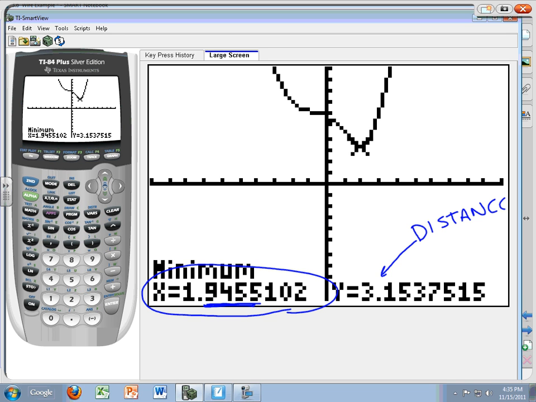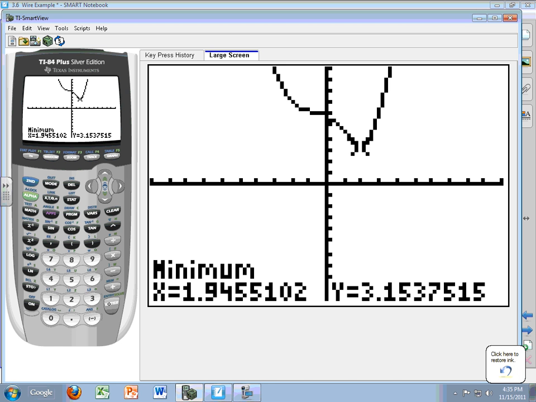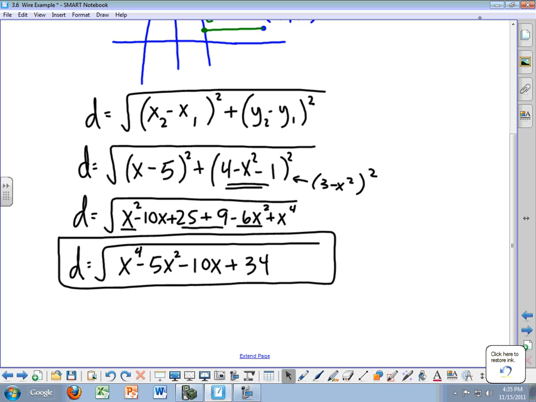If we wanted to find out the minimum distance, we could actually calculate that. But the question in the problem does not ask for the minimum distance. It asks for the ordered pair on the original function. So we will use this x value, 1.9455. We know that's going to be the minimum, 1.9455. That's the x value that created that.